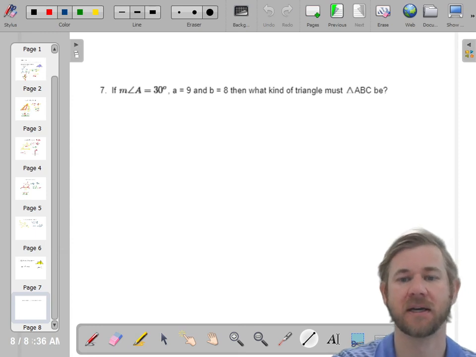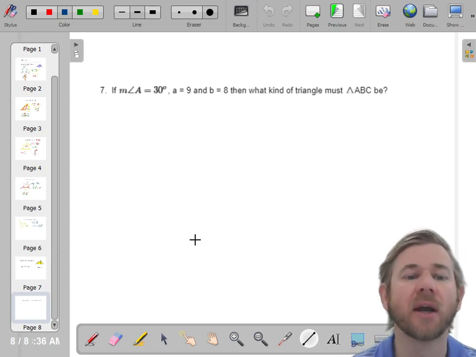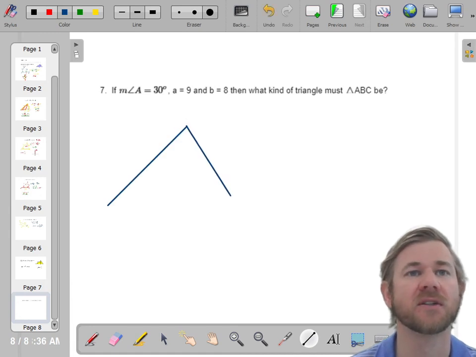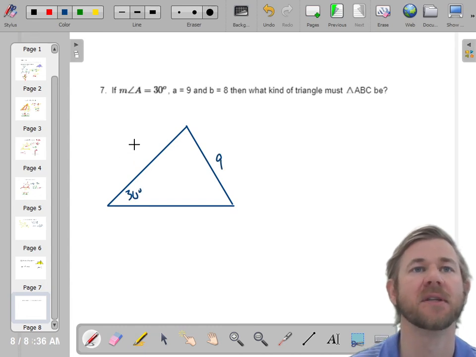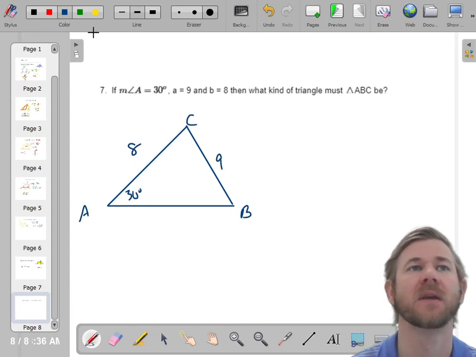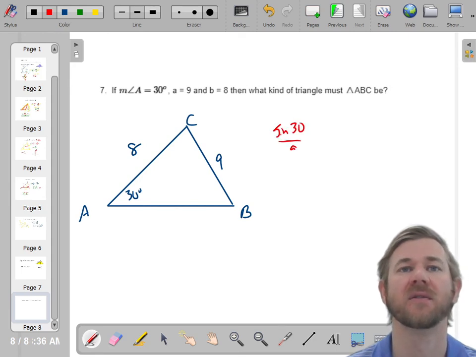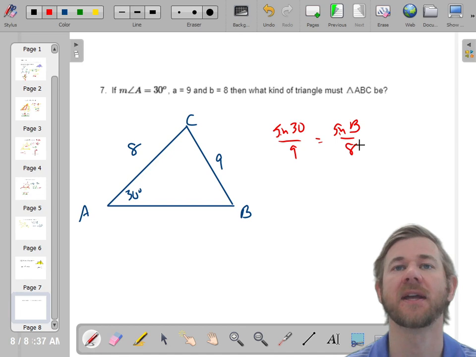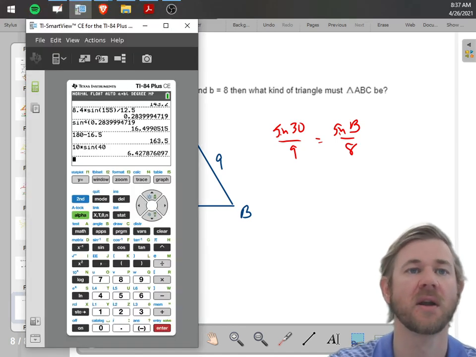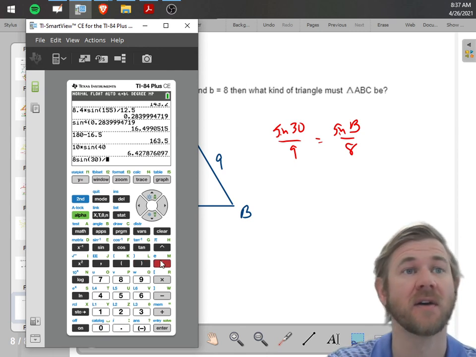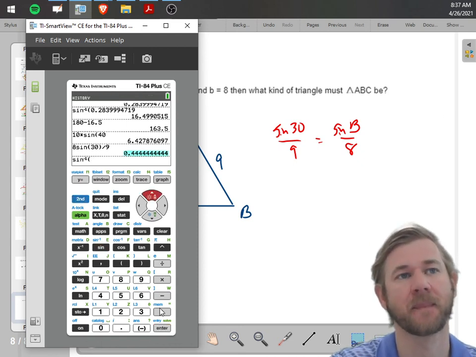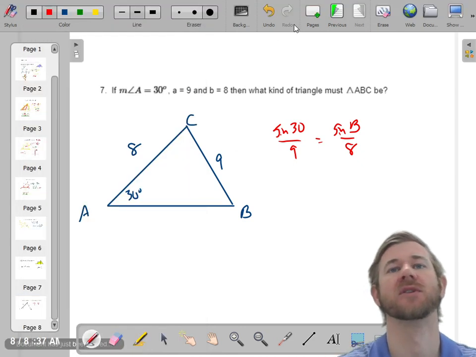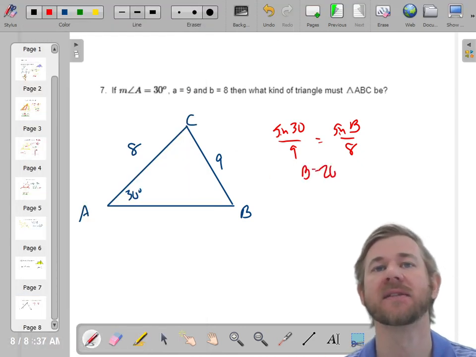Last one, what kind of triangle must ABC be? So I think we're going to find that there's only one way we can draw this. 30 degrees, A is 9, B is 8. We're saying ABC. So the sine of 30 over 9 is the sine of B over 8. And we will then do the same thing we did before. 8 times the sine of 30 is 8 times 1/2, which is 4. Divided by 9, it's going to be 0.4 repeating. Now we'll do the inverse sine of that, and we get 26.4. So angle B is 26.4 degrees.